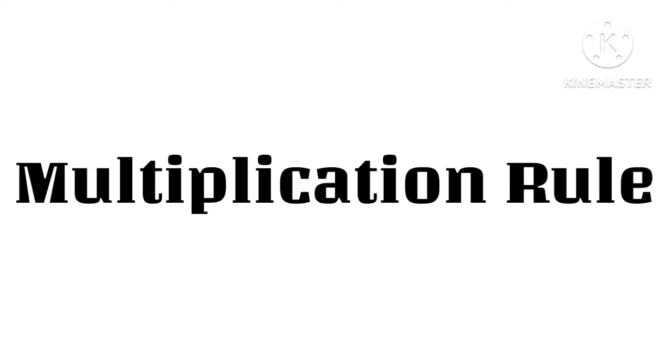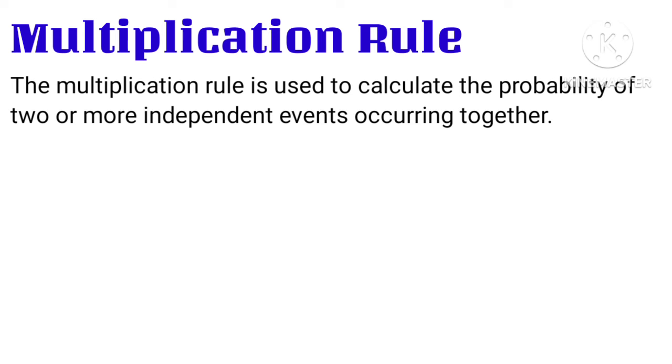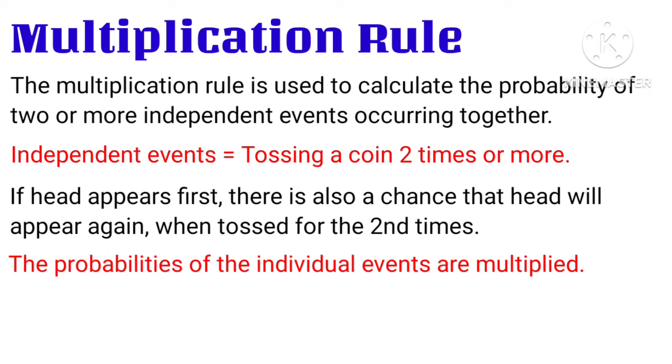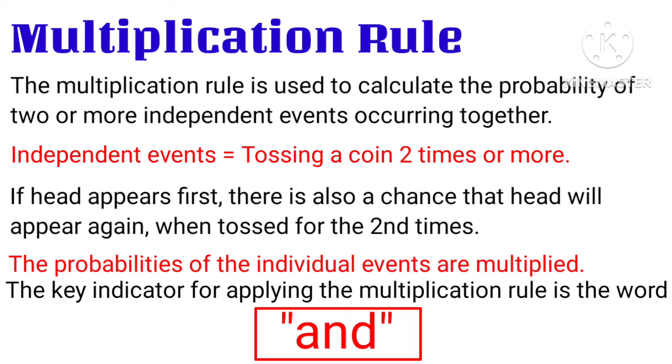The multiplication rule is used to calculate the probability of 2 or more independent events occurring together. According to this rule, the probabilities of the individual events are multiplied. The key indicator for applying the multiplication rule is the word AND. That means if the word AND is used, you will go for the multiplication rule for sure.